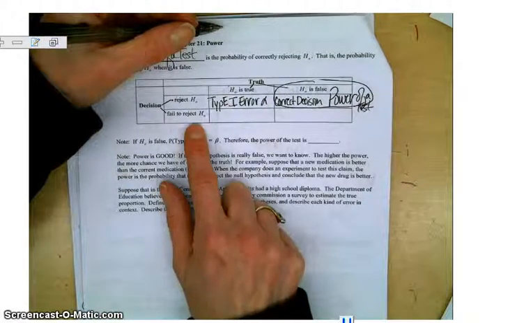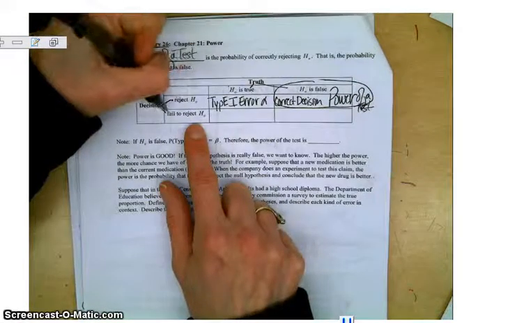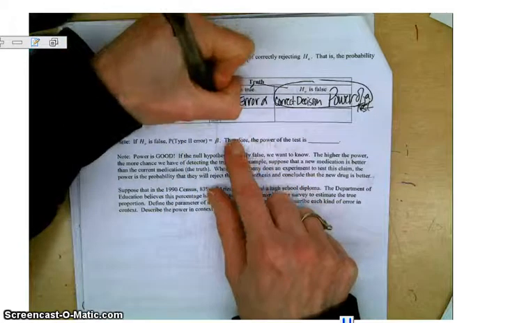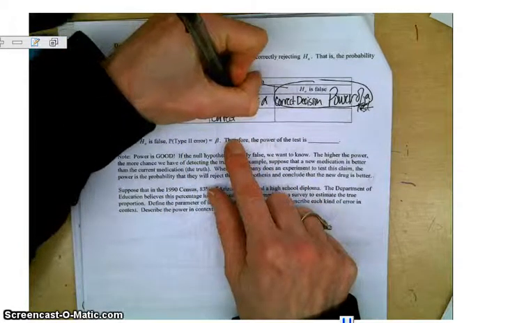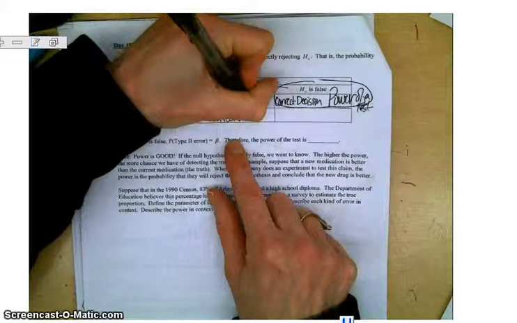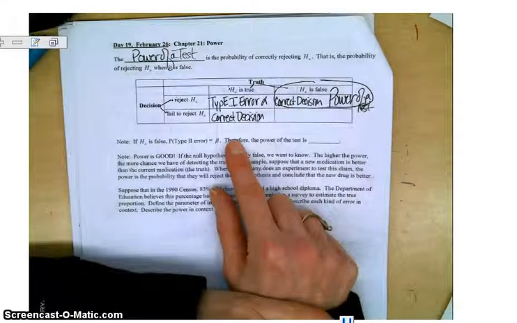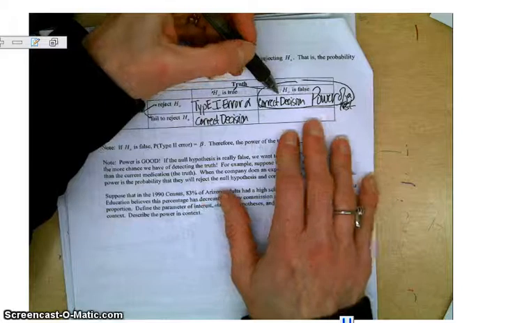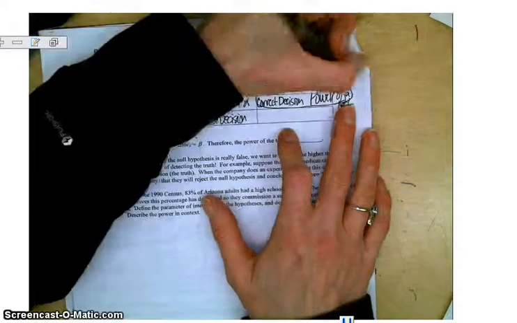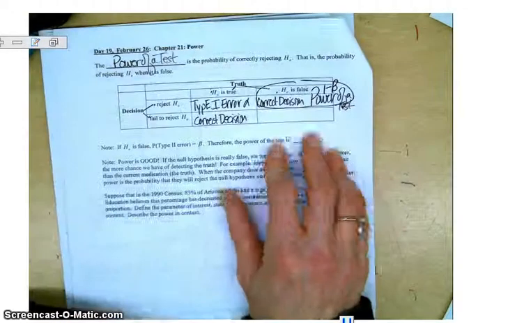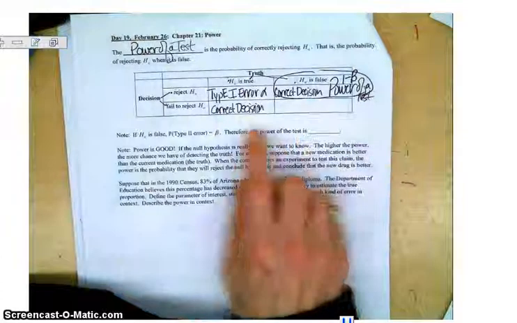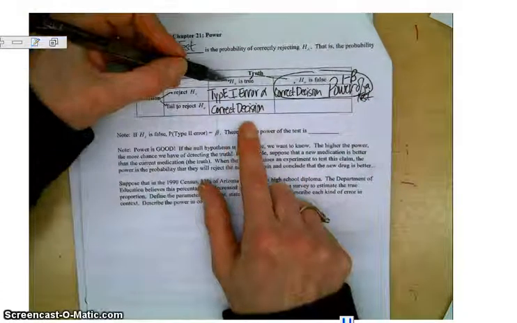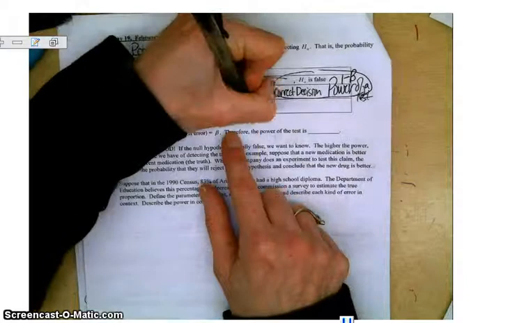Okay, failing to reject the null, if we decide to fail to reject the null when it's true, that is a correct decision as well. Okay, now the probability of the power of a test is 1 minus beta. Okay, down here, failing to reject the null when it's true is another correct decision. That is 1 minus alpha.